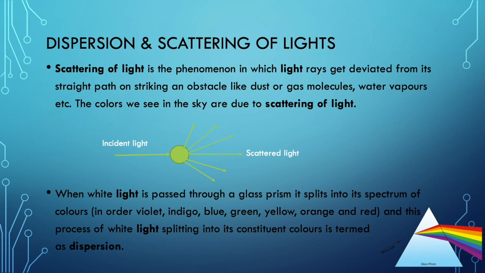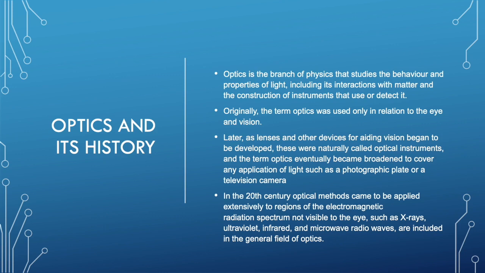Now let us look at optics and its history. Optics is the branch of science that studies the behavior and properties of light, including its interactions with matter and the construction of instruments that use or detect it. Originally, the term optics was only used in relation to the eye and vision. Later, as lenses and other devices for aiding vision began to be developed, these were naturally called optical instruments.